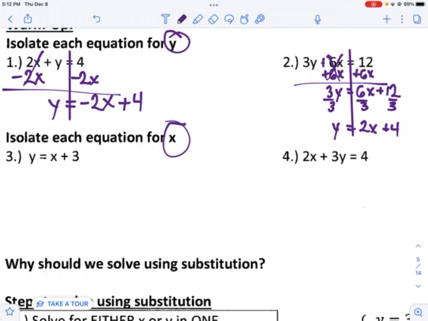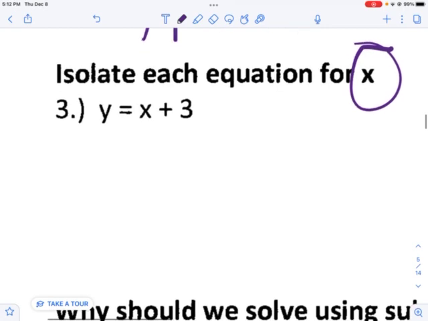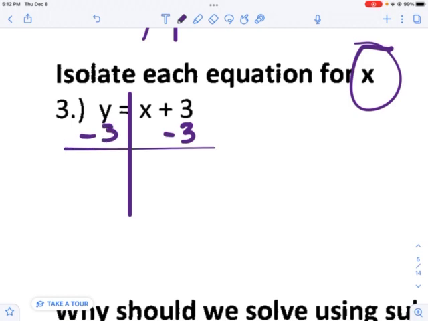Now, there are going to be times when we want to isolate the variable and solve for x. So let's look at number 3. To get x by itself, I have to look at that 3. How am I going to remove that 3 from the right side? I'll subtract it. And so I have y minus 3 equals x. So x is now isolated.